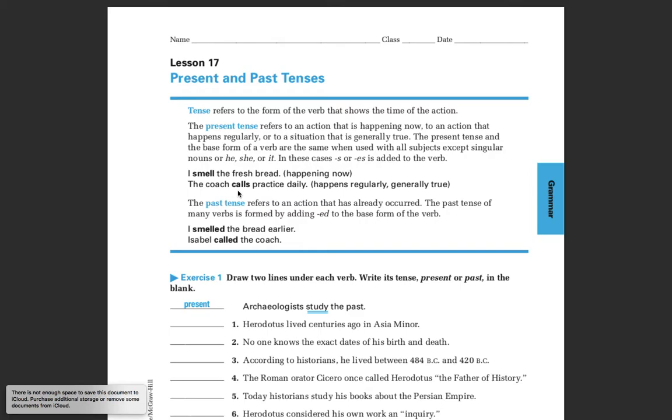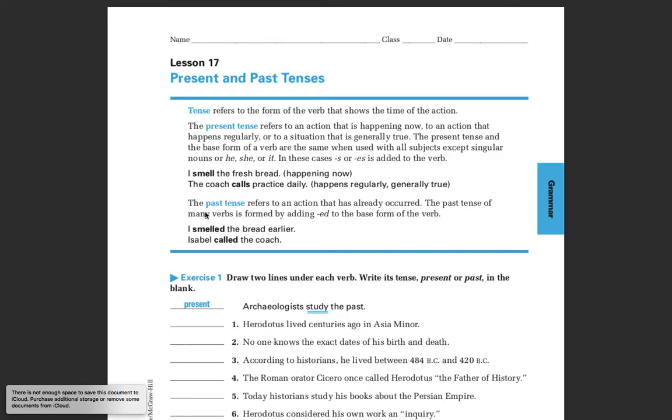So I smell the fresh bread is happening now, and the verb smell is in the present tense. The second example says the coach calls practice daily. This is something that happens very often. So the verb is also in the present tense, and the verb here has taken an s because coach is a singular subject. And that's all for the present tenses. Moving on to the past tense.